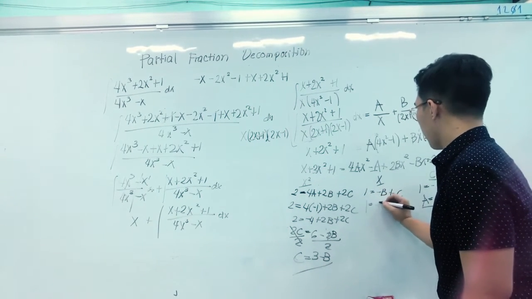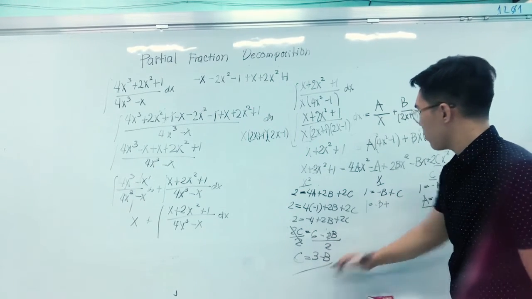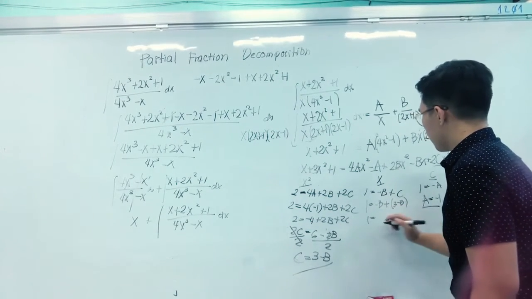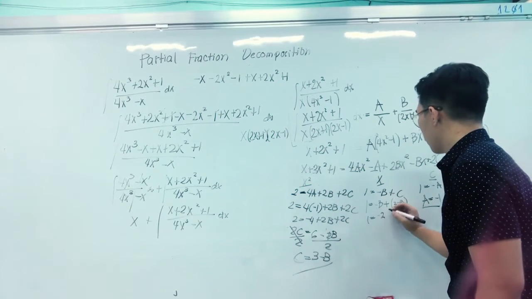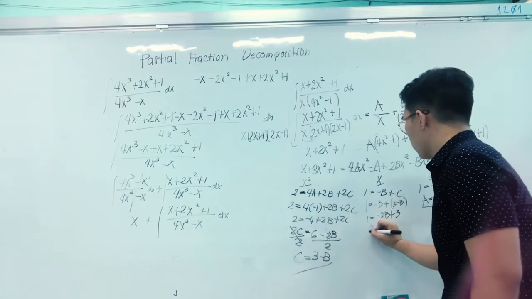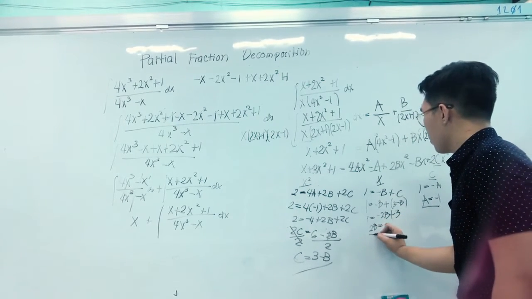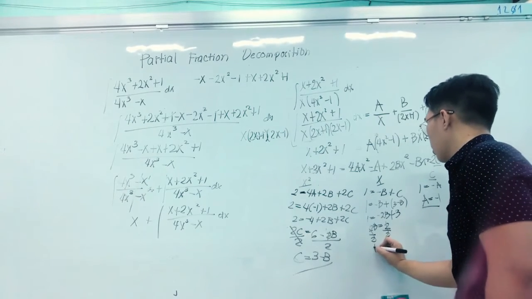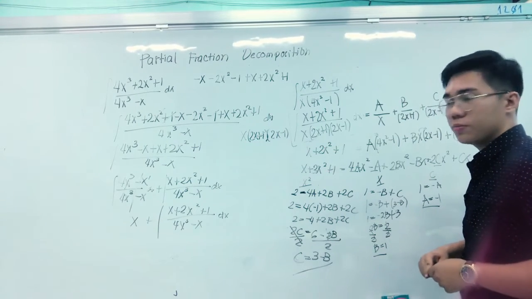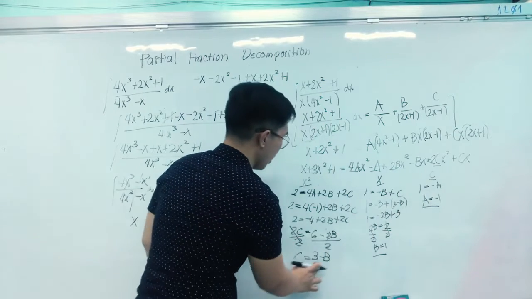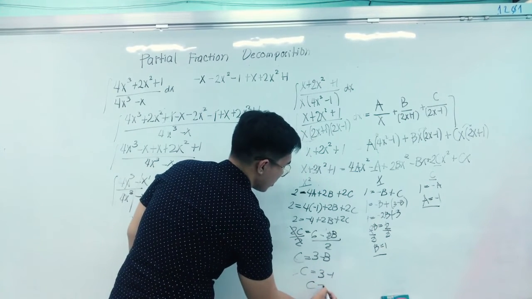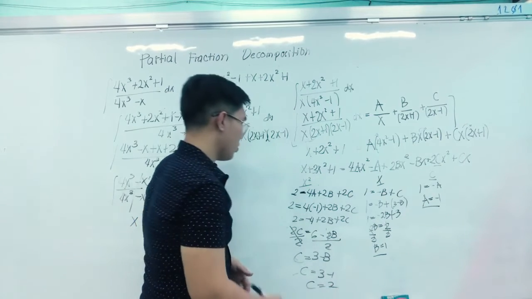1 is equal to negative b plus, instead of c, we'll put this 3 minus b. 1 is equal to, simplify, negative 2b plus 3. So simplifying, this will be 2b is equal to 2, divide both sides by 2, leaving us with b is equal to 1. Since you know the value of b is 1, we substitute it back to letter c. So c is equal to 3 minus 1, giving us the value of c is equal to 2.